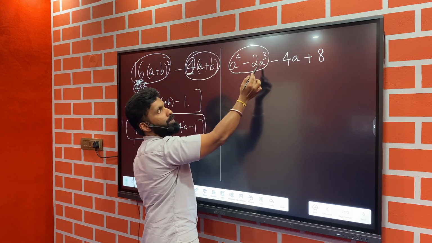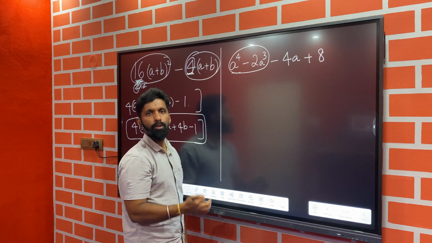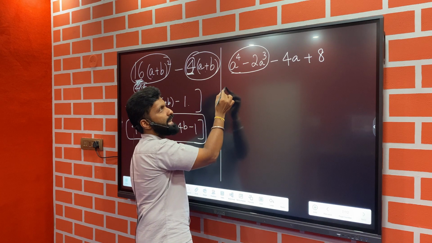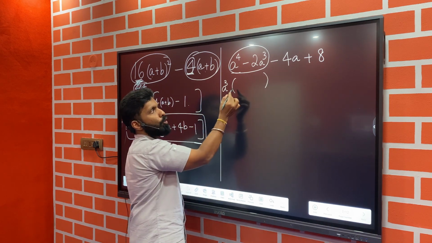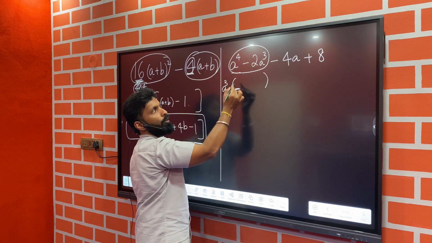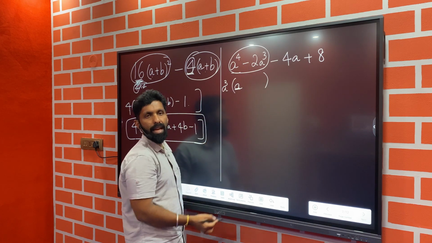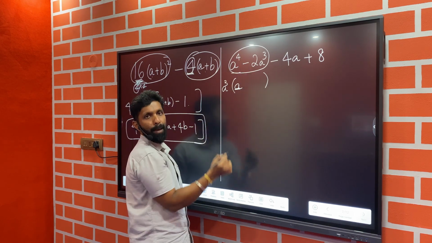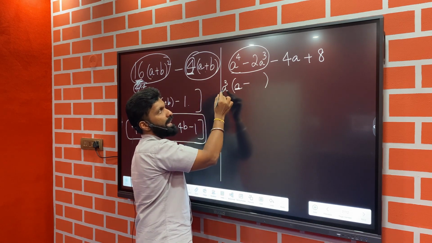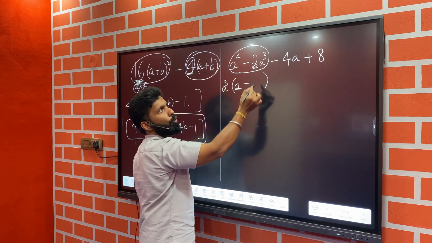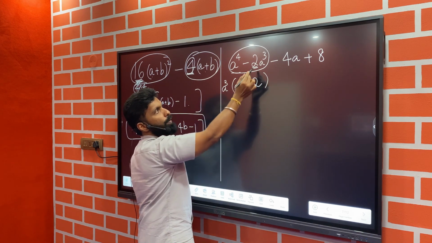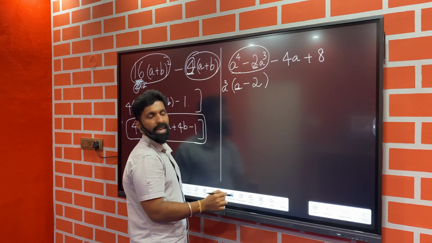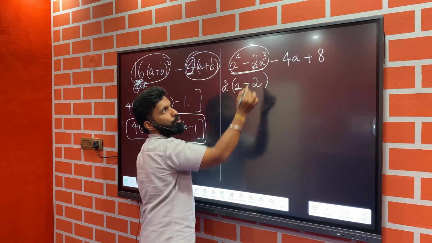So, a is present 4 times here, a is present 3 times here. So the minimum number is common. So a cube is common, right? So a cube into what will give me a power 4? So I very well know it is a. A cube into a will give me a power 4 minus a cube into what will give me 2a cube? So it's just 2. A cube into 2 will give me 2a cube. Yes, so I have compensated for these two terms.